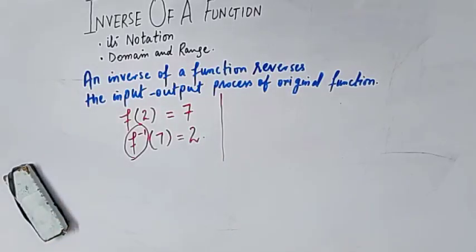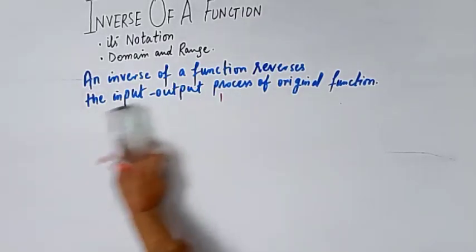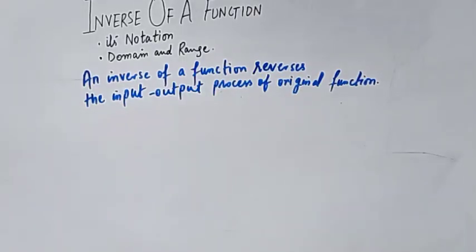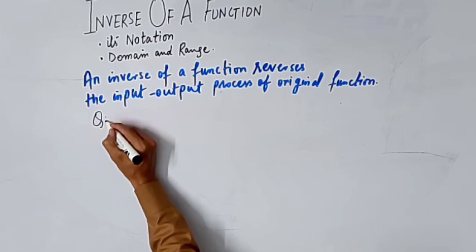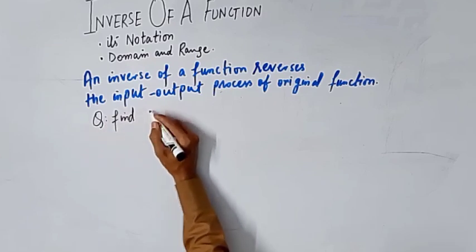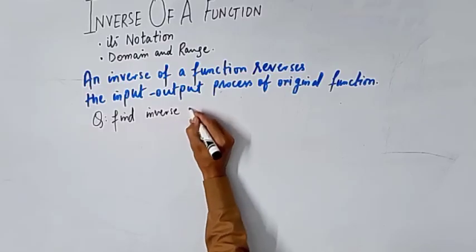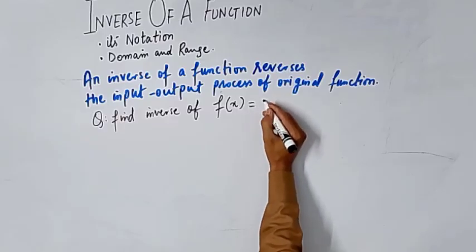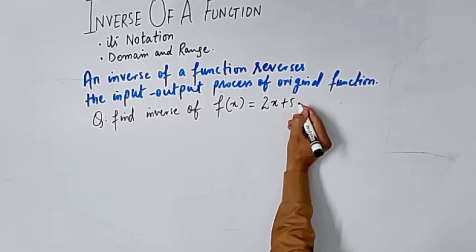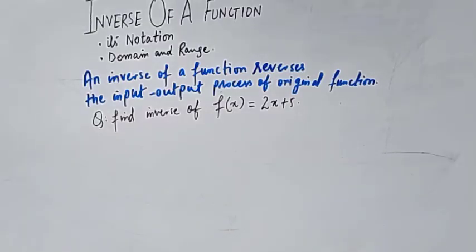Now we will understand how to find the inverse of a function. The process is very simple. Let's take an example. Let's say we have a function. The question is: find the inverse of f of x equals 2x plus 5. So this is the original function, 2x plus 5.